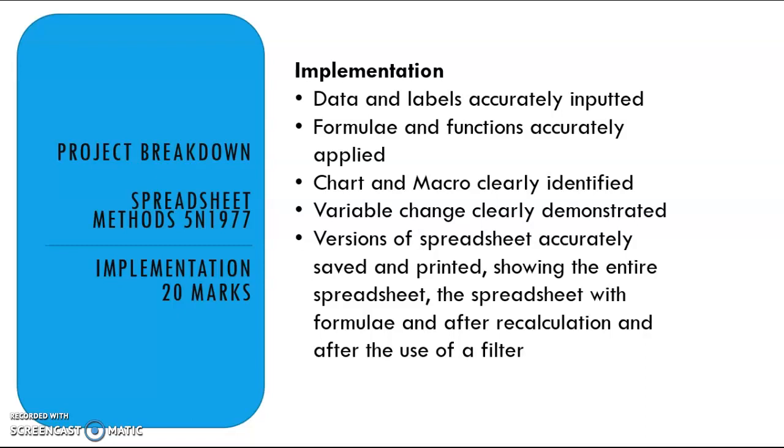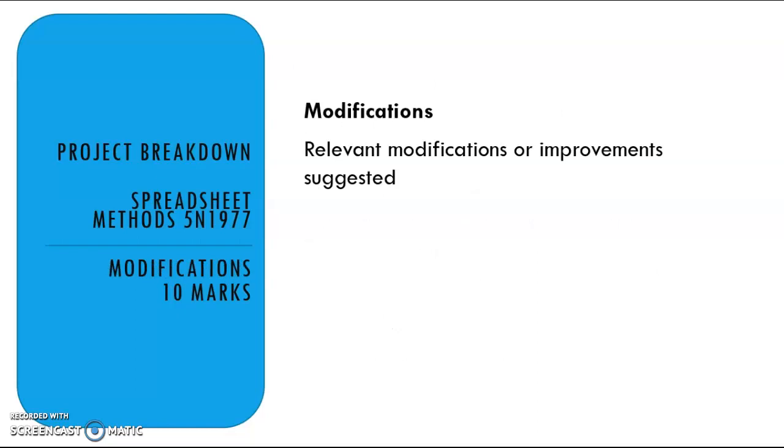And then versions of the spreadsheet accurately saved, printed. So I'm going to show you how to do all that. There's a nice way to print using all of the labels and all of the column and row headings. So that's all they're looking for there. So it does sound scary, but it's actually going to be quite straightforward. Modifications is the last thing.